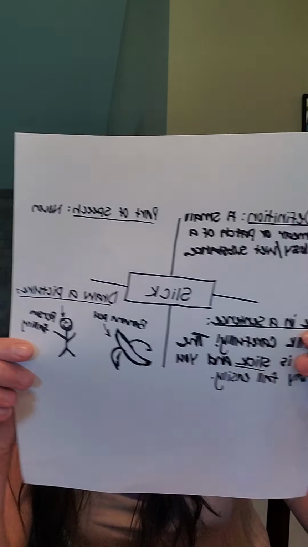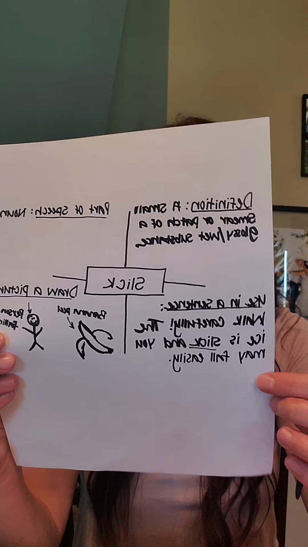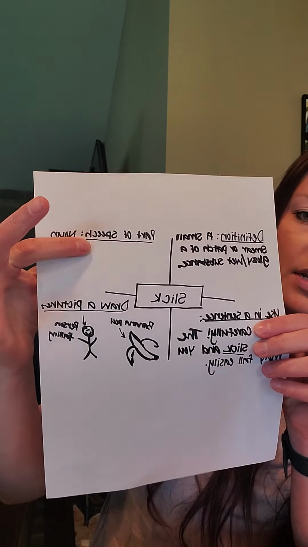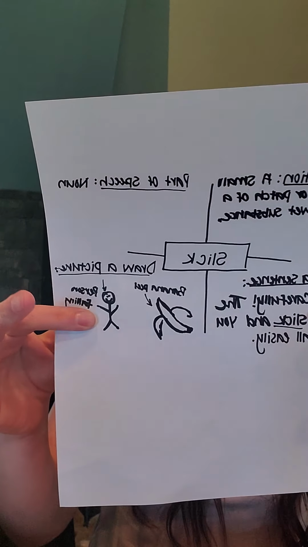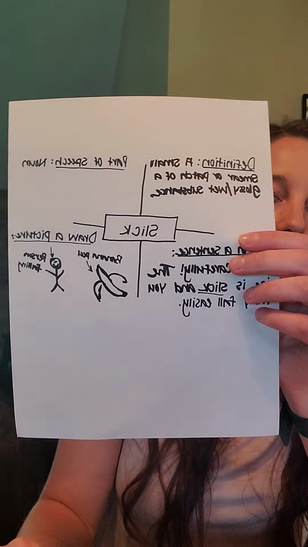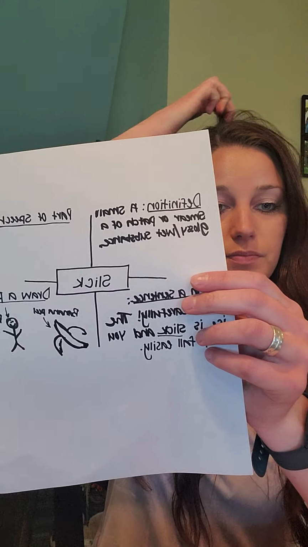Okay, so my final product looks like this. So in our first box, we have the definition, and then we have our part of speech over here. We have our sentence, and then we have our drawing, and in the center here, we have our vocabulary word, so we can see which word we're doing.